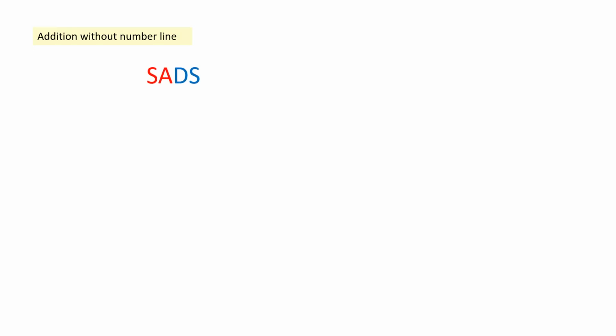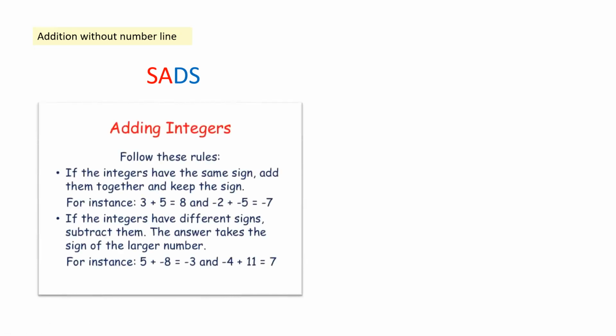SADS, S-A-D-S. Does that make the rule to add without number line? Yes, it does. SA stands for same add and DS stands for different subtract. Let us understand the rule. If the integers have the same sign, add them together and keep the sign. So this is SA, that is nothing but same add. So if the integers have same sign, add them up.